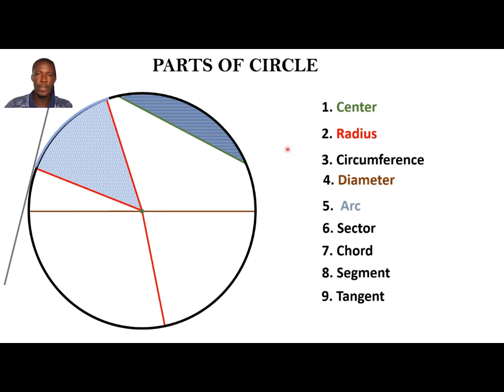Alright, so we looked at the center, the radius, the circumference, the diameter, the arc, sector, chord, segment, and tangent. I hope you remember them and can even describe them. Thank you very much.